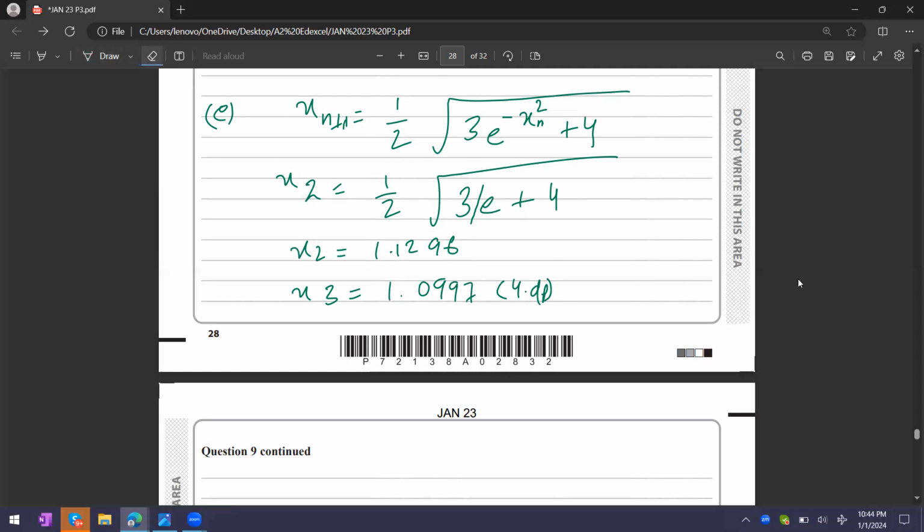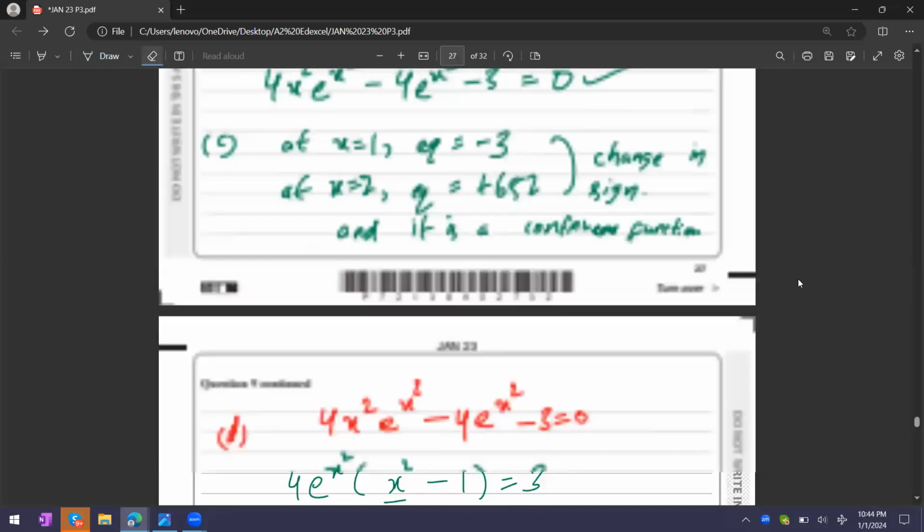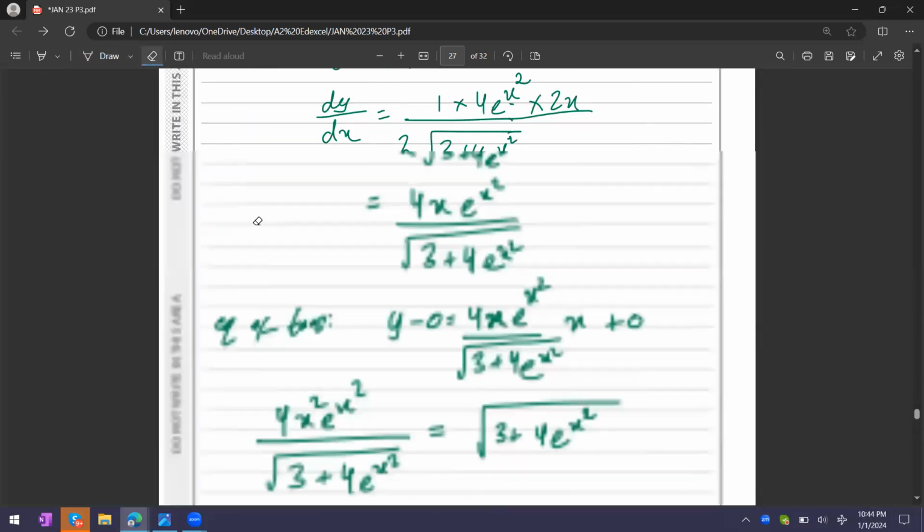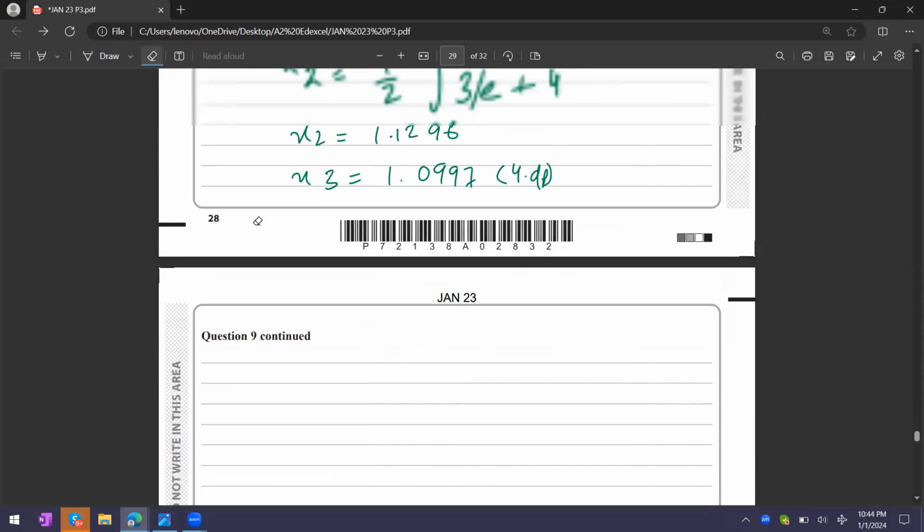Okay, but we need to continue this. Continue for a few more iterations until it is repeating, right? To find alpha, you need to continue. So let's do it. Let's find x4, 5, 6. I hope by 5 we can reach the repetition. Keep using calculator for that. x4 is 1.1063.